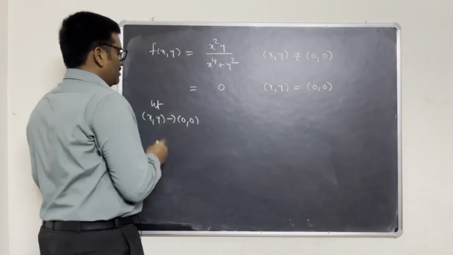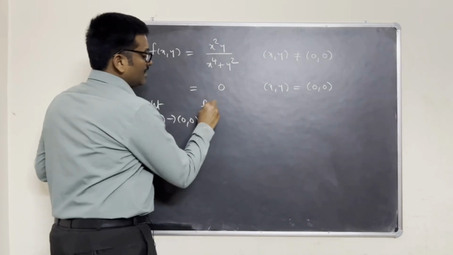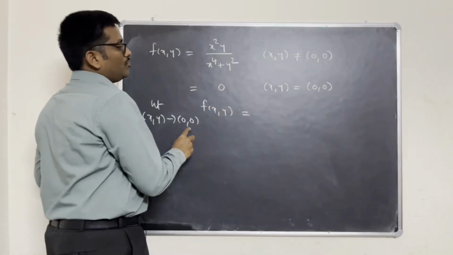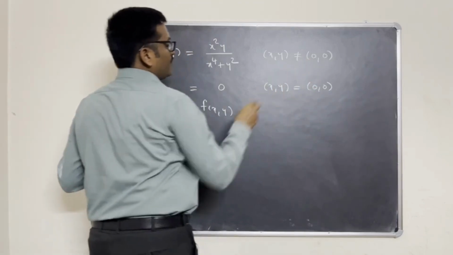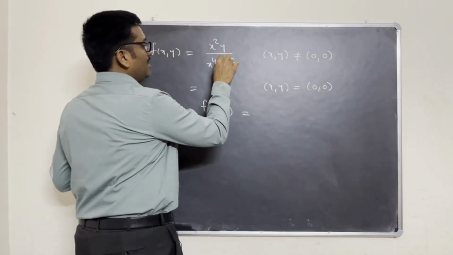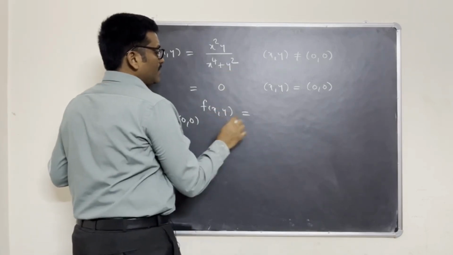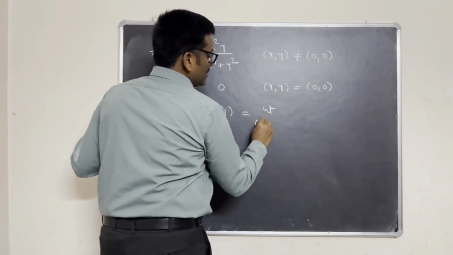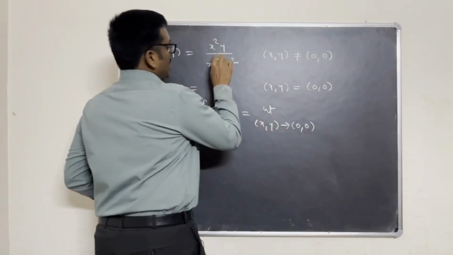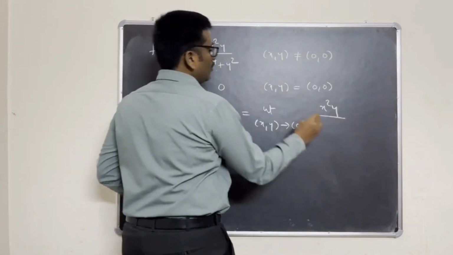Coming to this function, we write limit (x, y) tends to (0, 0) of f(x, y). (x, y) tends to (0, 0) means (x, y) is different from (0, 0). Therefore, we have to take its definition as x square y by x power 4 plus y square in place of f(x, y). Limit (x, y) tends to (0, 0), write its definition as x square y by x power 4 plus y square.